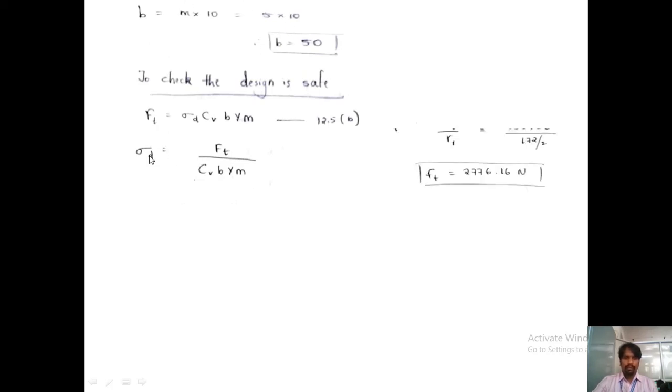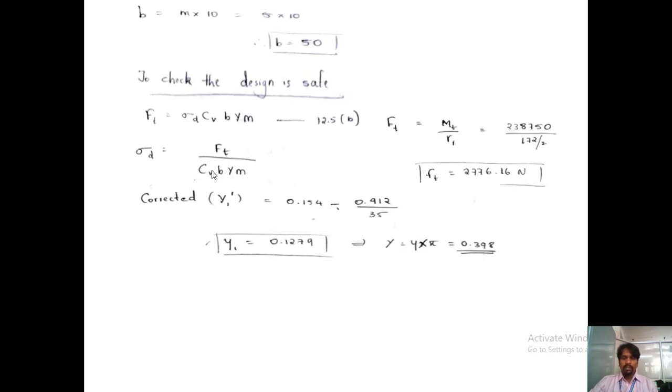So for sigma d, ft is unknown. To calculate ft, which is given by mt by r, that is, torque is given by force into radius. So force is given by torque divided by radius. Torque is known, which we already calculated in the previous step, divided by r. So ft equals 2776.16 Newton.